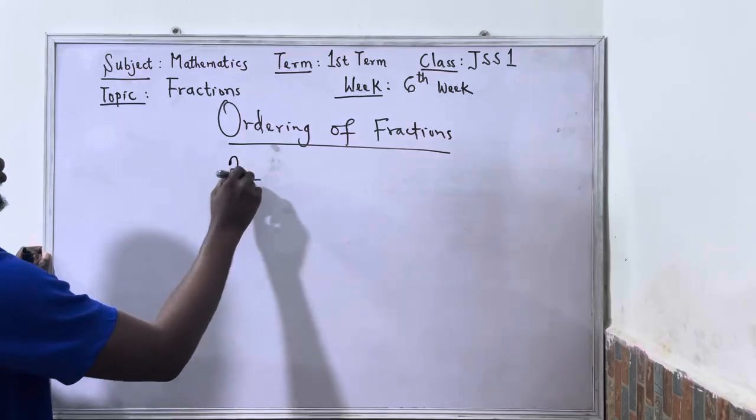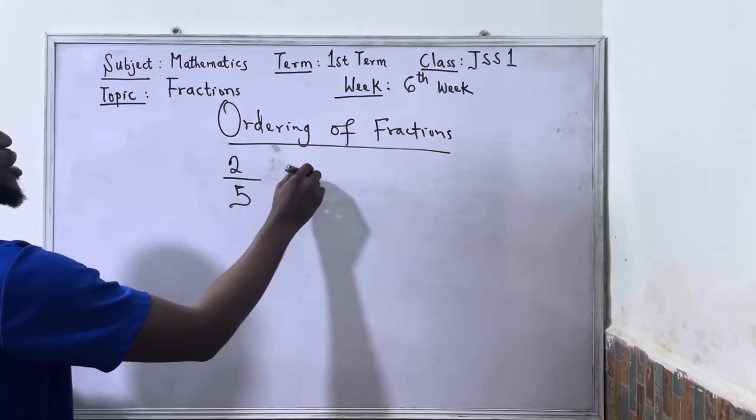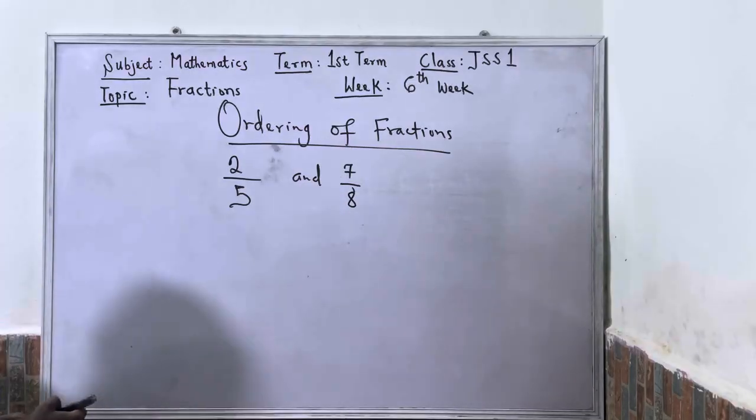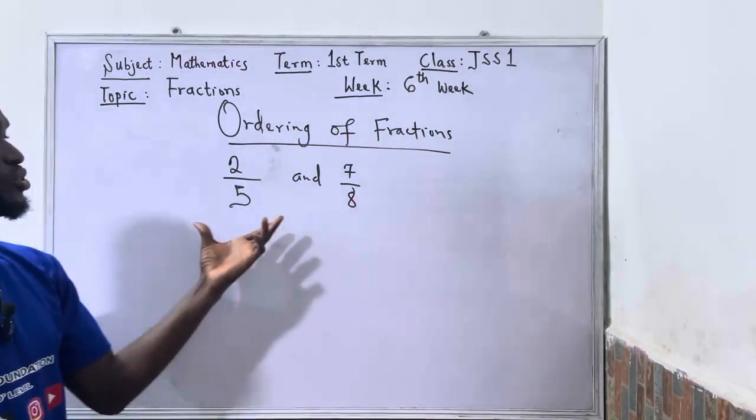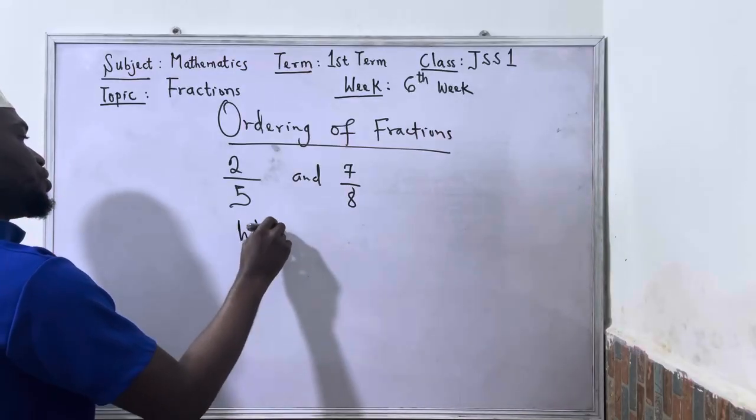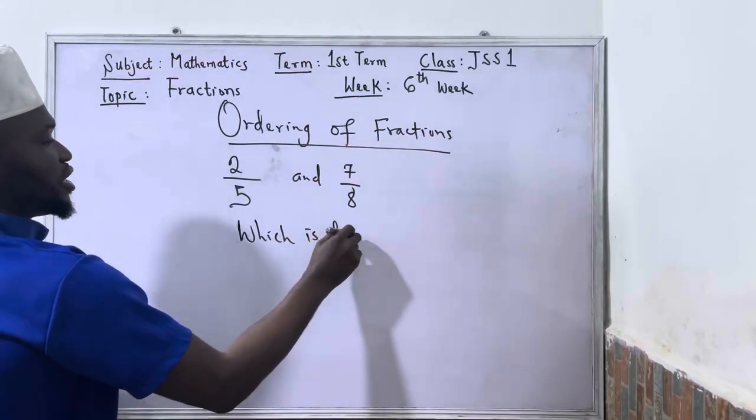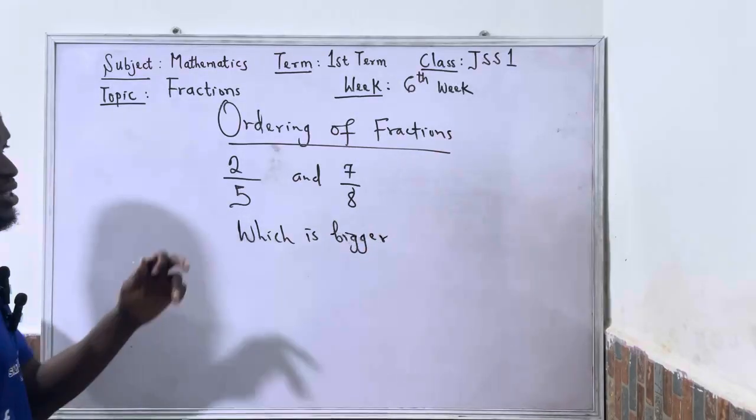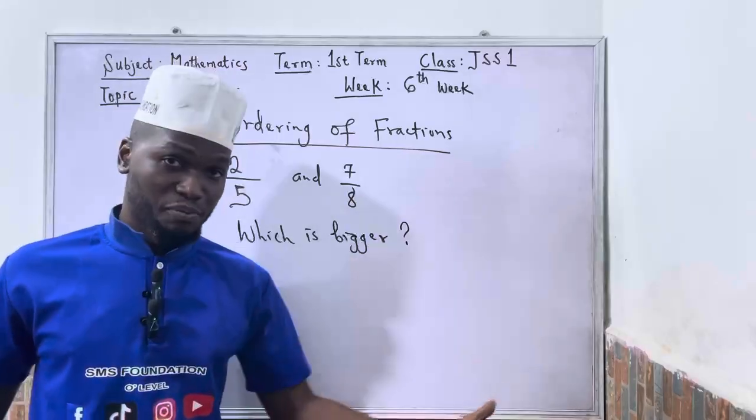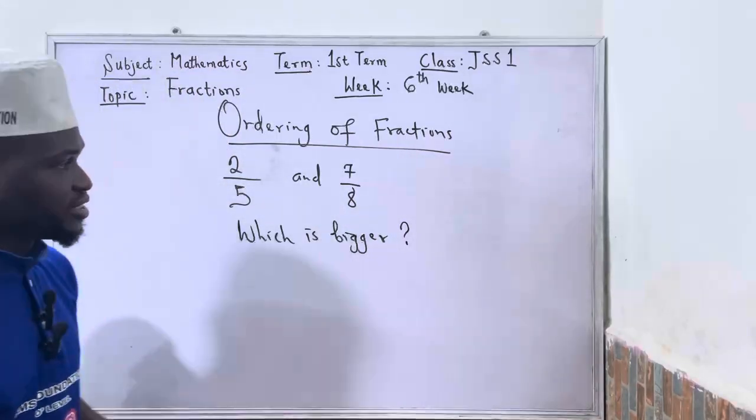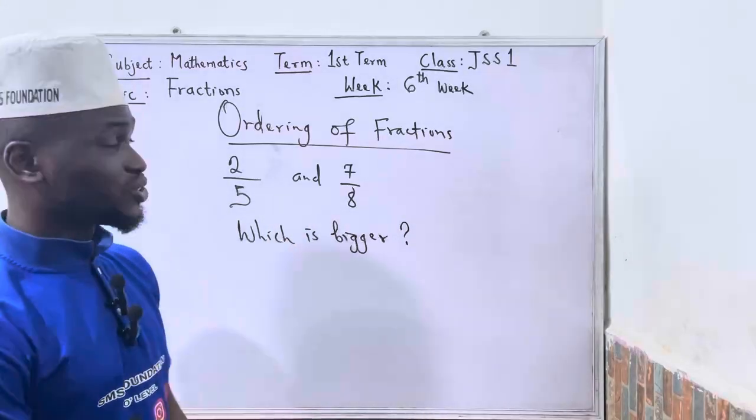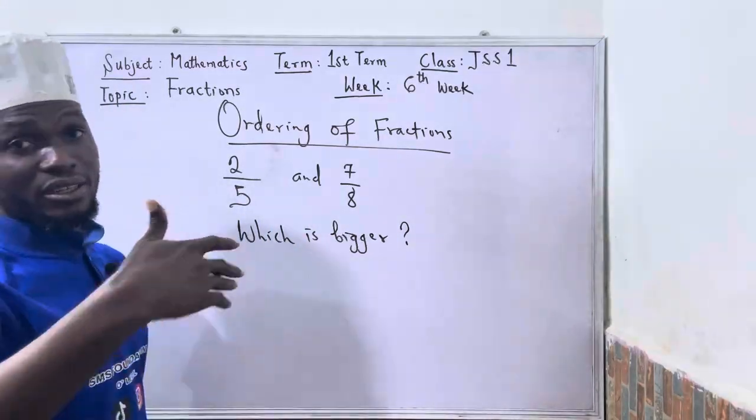If you have 2 over 5 and we have 7 over 8, and the question says you should see which one is bigger between the two. So the question can ask which is bigger. Sometimes they say which is smaller. They use their English like this.